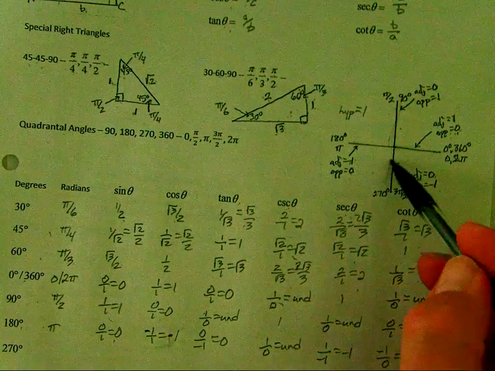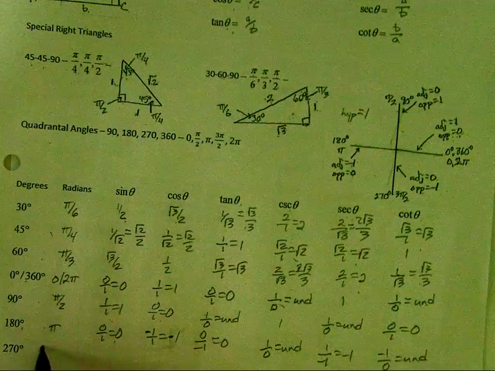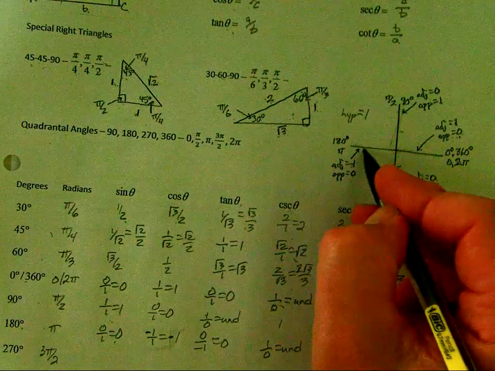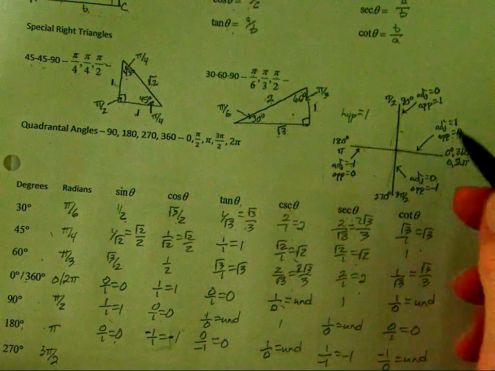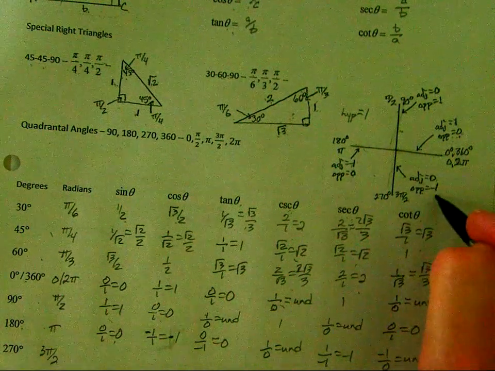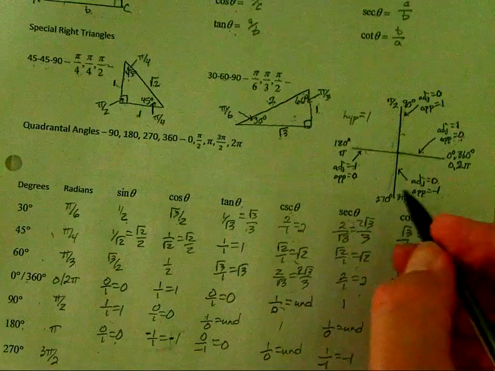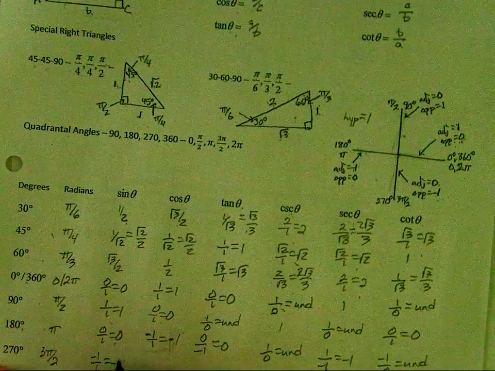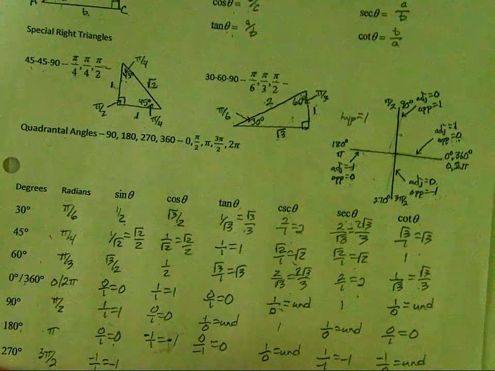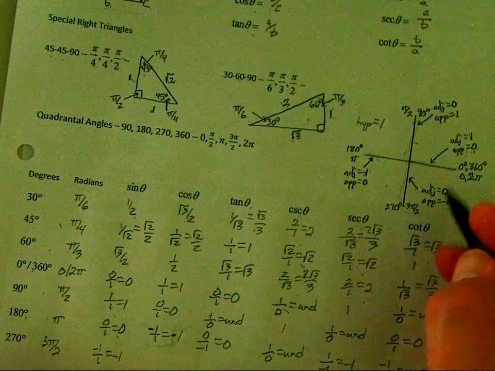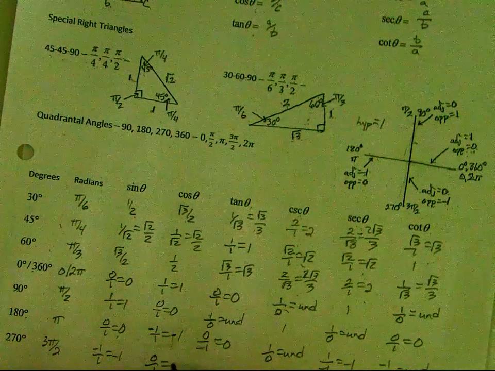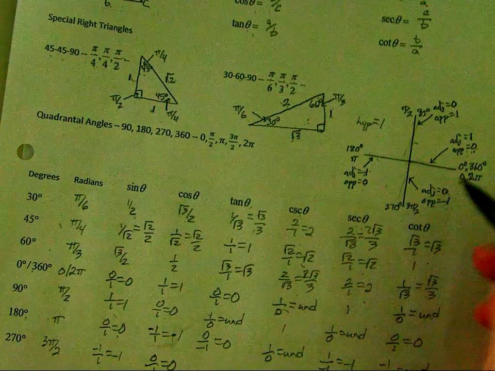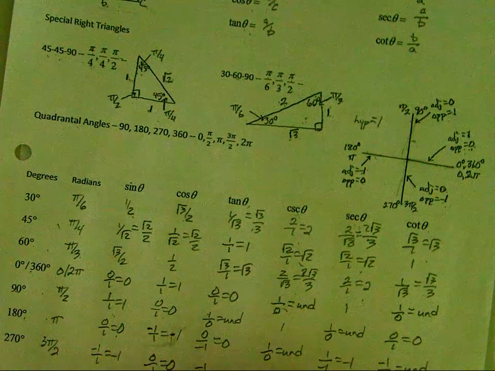Then the last one, finally. 270 is down here. In radians, that's the same as 3 pi over 2, because we go pi over 2, 2 pi over 2, 3 pi over 2. Now down here, the adjacent is 0. The opposite is negative 1. So sine is opposite over hypotenuse, negative 1 over 1, which is negative 1. The cosine is adjacent over hypotenuse, so 0 over 1, which is 0. And the tangent is opposite over adjacent, negative 1 over 0, which is undefined.